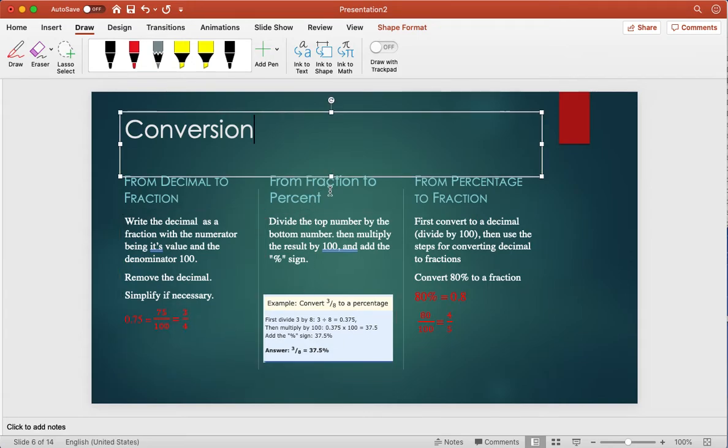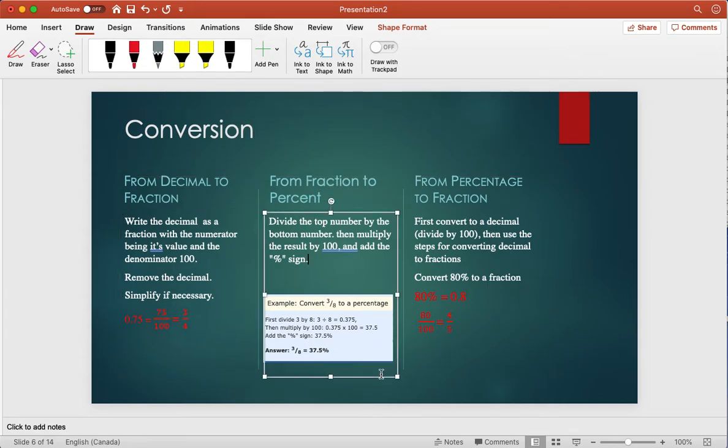From a fraction to a percent, you're going to divide the top number by the bottom number and then multiply it by 100 and add a percent sign. So here we have 3/8. First divide the 3 by the 8, the top number by the bottom number. That's going to give our decimal. Then you're going to multiply this decimal by 100 and add a percent sign.